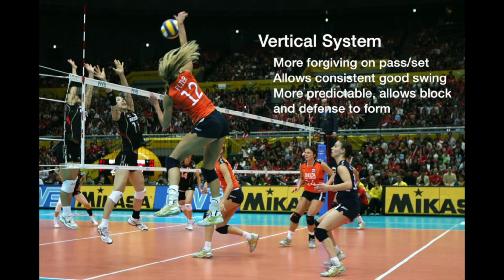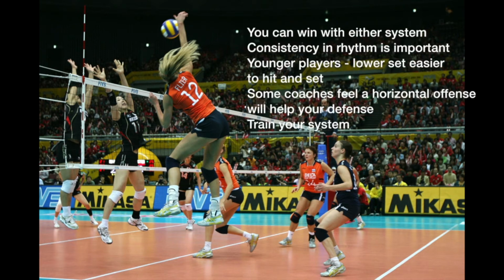Conversely, the vertical system is a little bit more forgiving on the accuracy of the pass or the set. It always allows a good swing at the ball for the attackers. It's a little bit more predictable, and it allows the block and defense to form. The thing that you have to understand is there is no right or wrong.